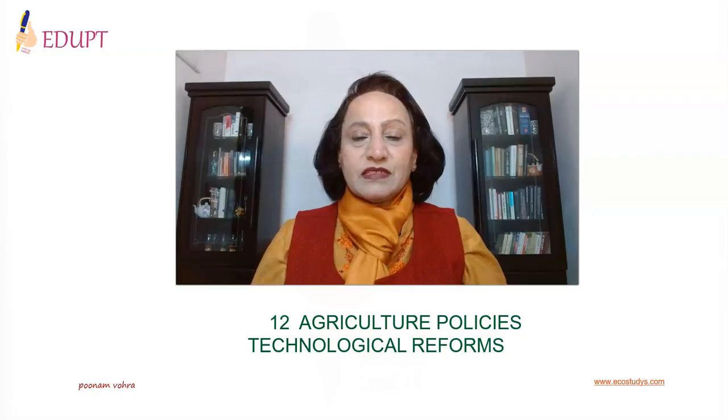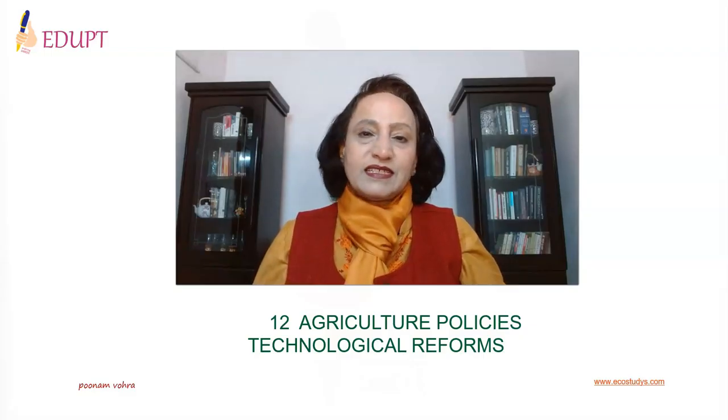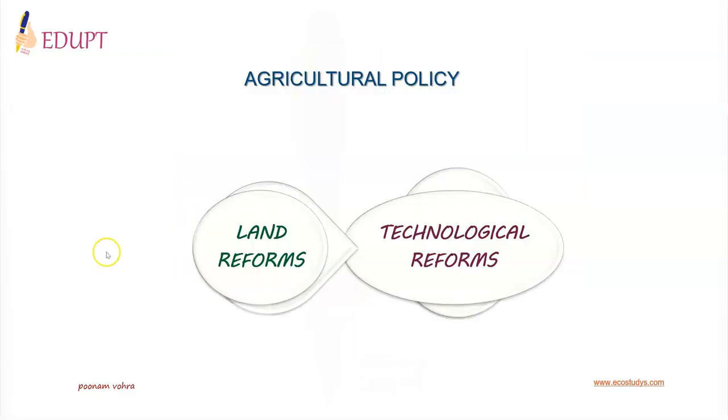The main purpose behind adopting policies was to uplift the agricultural sector from its backwardness. So let's understand and analyze policies relating to technological reforms. Continuing further, it was only after independence that a planned attempt was made to bring about agrarian transformation. The policymakers adopted a twofold strategy to regenerate agriculture.